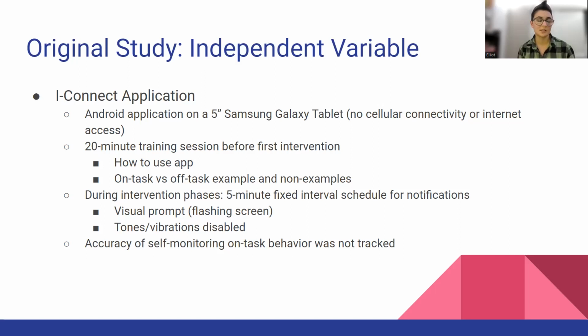They began the intervention phase with a 20-minute training session. So this included how to use the app, and then definitions of on-task versus off-task behavior with examples and non-examples. The iConnect app would have notifications about every 5 minutes. Well, exactly every 5 minutes, fixed interval schedule. There would be a visual prompt in the form of a flashing screen. So tones and vibrations were disabled so that they did not distract other students.